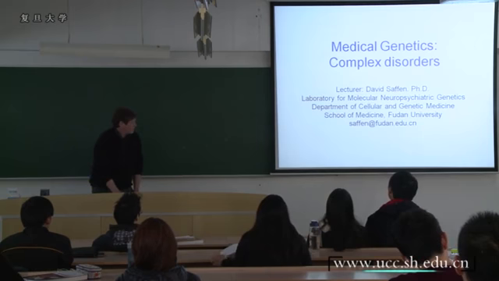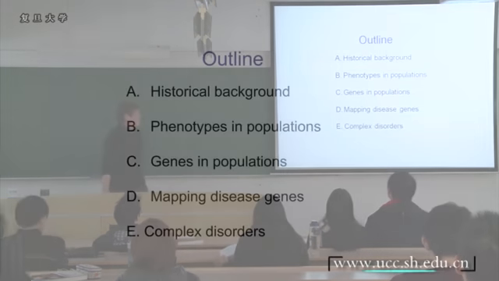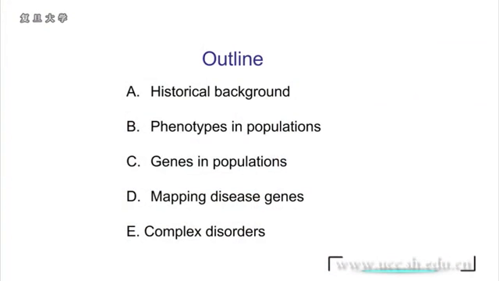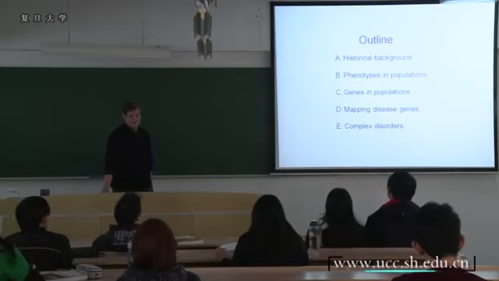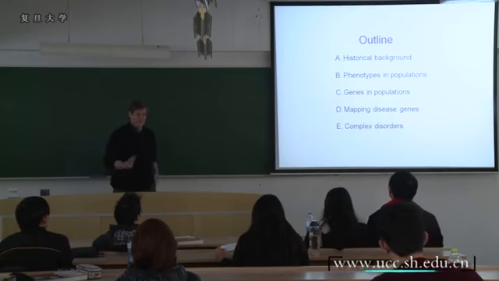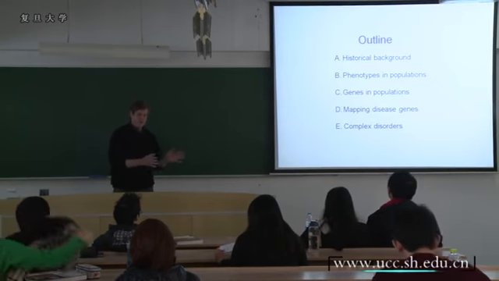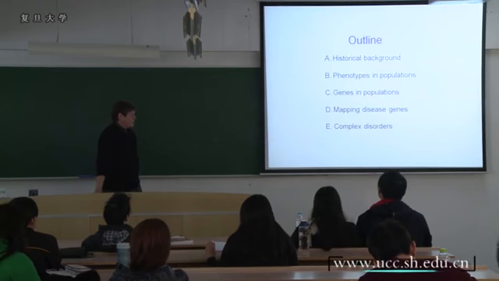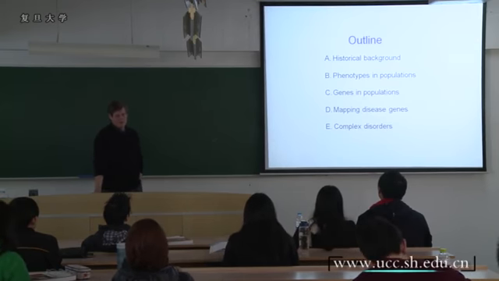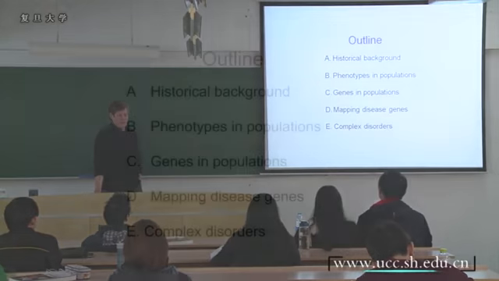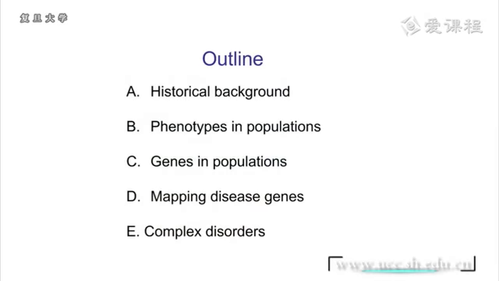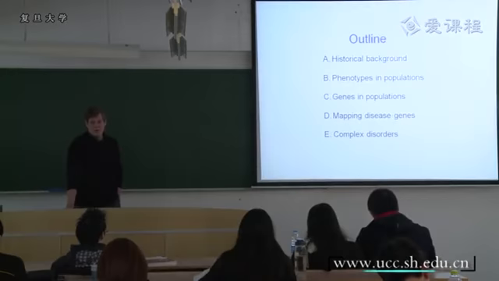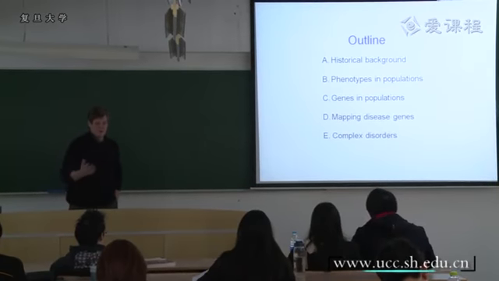Okay, so today I'll begin as usual with a short historical background, and then we're going to talk about phenotypes in populations. Last week we talked about phenotypes in pedigrees, in families. Today we're going to shift the emphasis away from individual families to the population as a whole. Then we're going to talk about genes in populations, and I'm going to very briefly talk about how we map genes, how we figure out where liability alleles are located within the chromosome. And then at the end I'll go over some complex disorders that illustrate some important points.